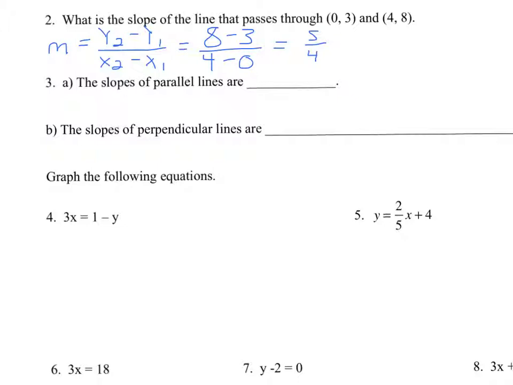The slopes of parallel lines are the same, or we can write equal. And the slopes of perpendicular lines are opposite reciprocals.